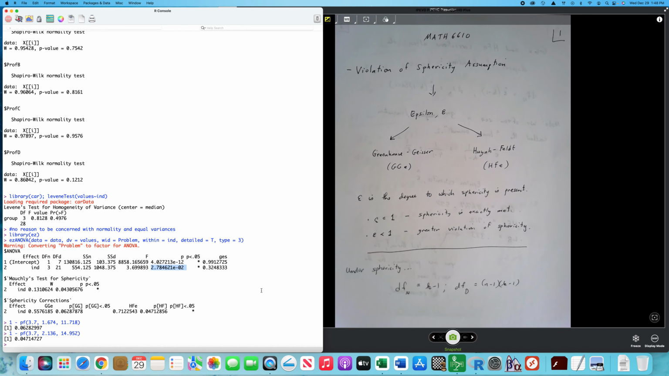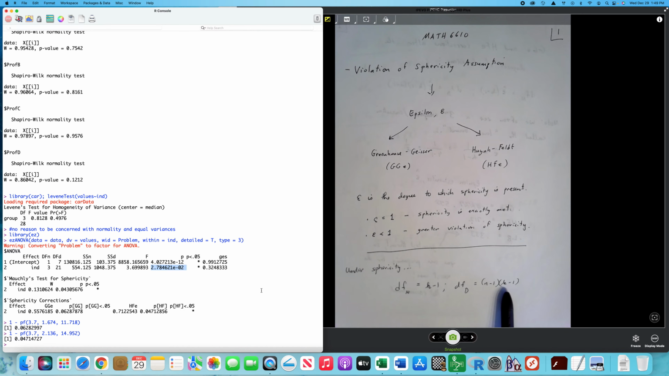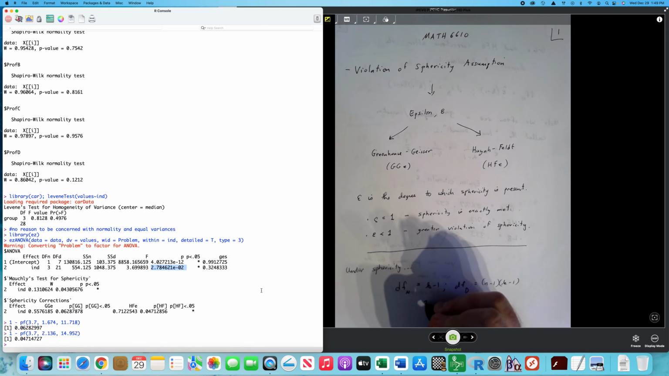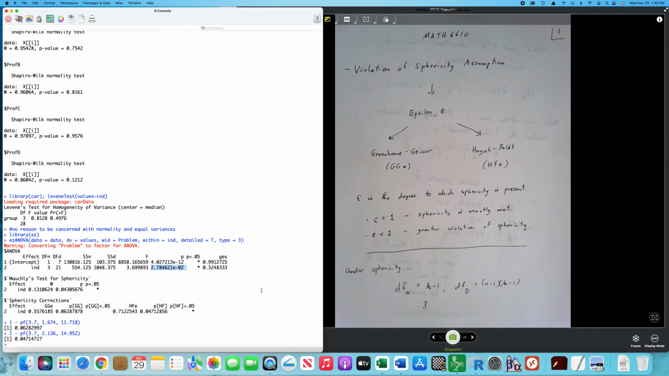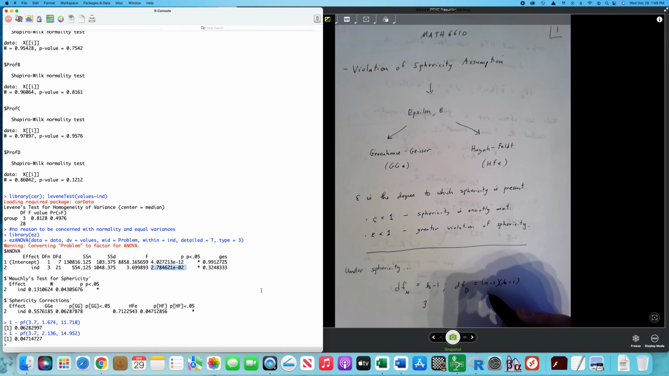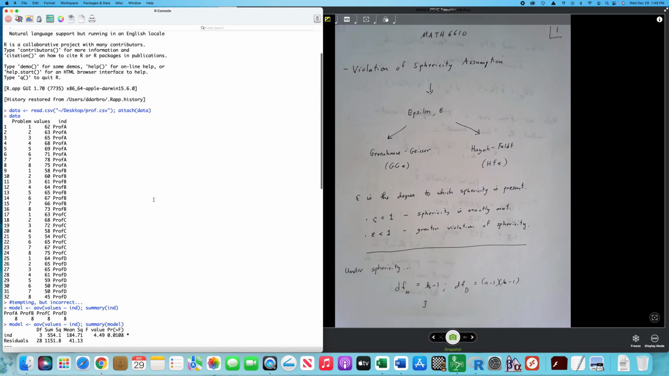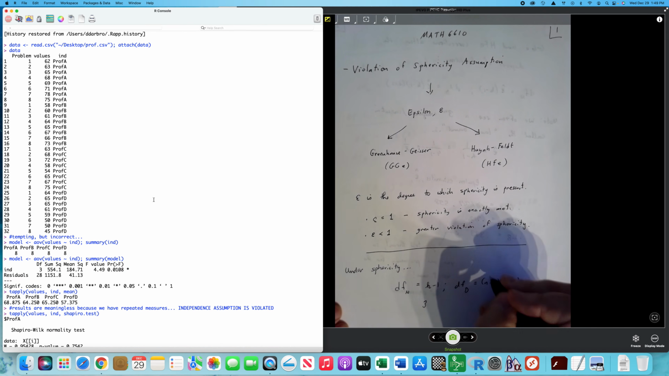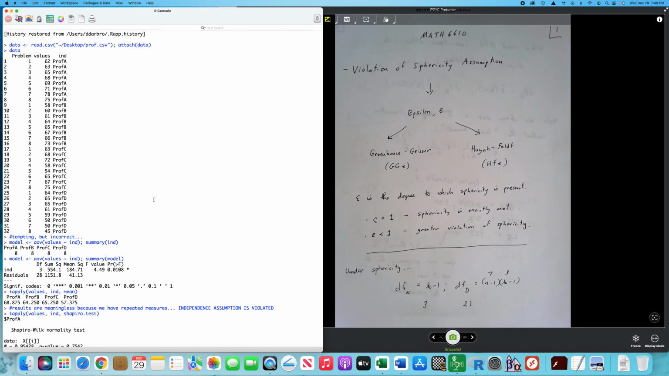So under sphericity, recall that the degrees of freedom for the numerator are just the number of measurements minus 1, and the degrees of freedom for the denominator are the number of measures in each measurement times the number of measurements minus 1. For this design, we have 4 measurements, so the degrees of freedom for the numerator will be equal to 3. Within each measurement, we have 8, I believe? Yes. So we'll have 7 times 3. So the degrees of freedom here will be 21.